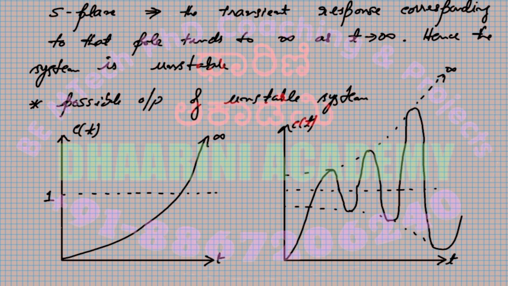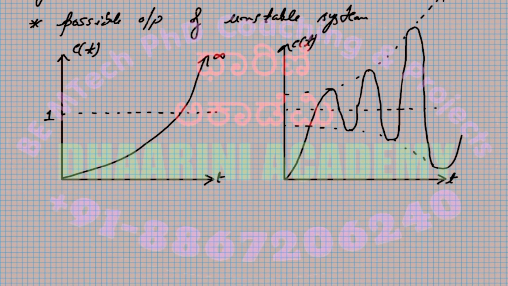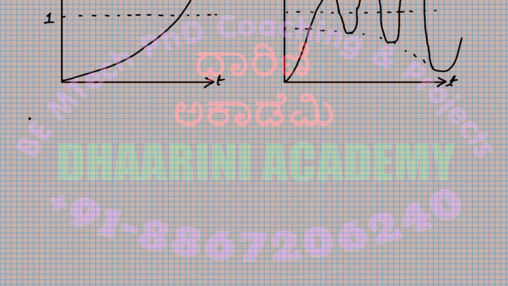So for such unstable systems, if the input is removed, the output may not come back to zero because it's already in an oscillating or increasing mode. It keeps on increasing, right? So the output will tend to infinity. Stability depends upon the location of the poles. All right.